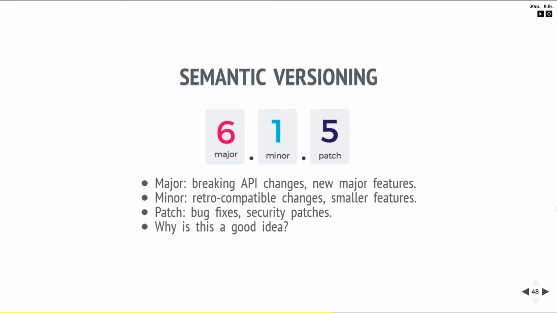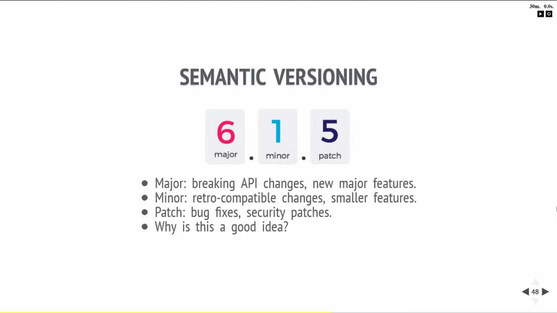A minor version has maybe API changes or smaller features, but it's retrocompatible. So in this example, we have 0.1 and 0.0 are retrocompatible, so they both work together, right? And the patch is typically for a bug fix and security patches, right?